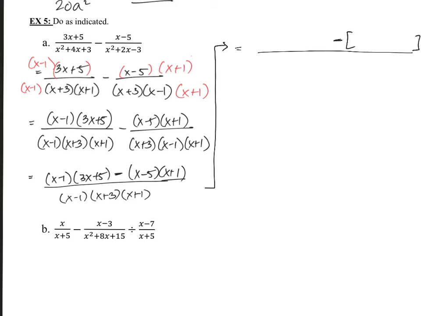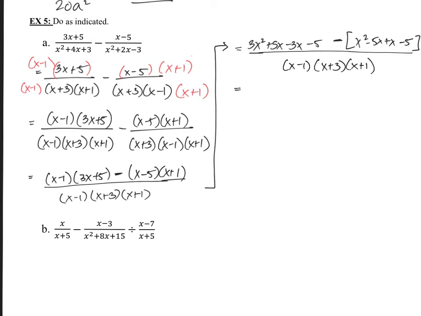So for the first one, for F, we get 3x squared. Outside we get 5x. Inside we get negative 3x. And last we get negative 5. Then for the next binomial, we get x squared minus 5x plus 1x minus 5. And that is all over our LCD, which we are not going to multiply out. Why? Because there is no subtraction problem going on. It's all just multiplication.